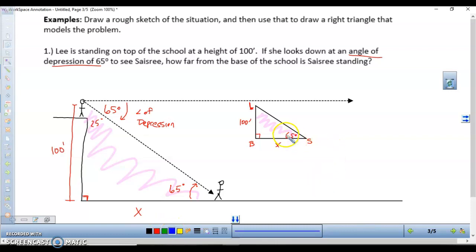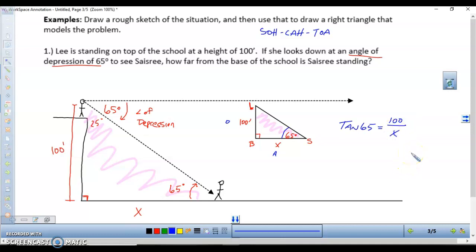So here's the trig part. Relative to this angle, the 100 is the opposite side length, and this x that I want to find is the adjacent leg. Remember, I do not know anything about the hypotenuse. It's irrelevant in this problem. So then I'm going to think about my little acronym of SOHCAHTOA. Which one of those uses A and O? Well, that's tangent, the TOA one. So I'm going to say the tangent of 65 degrees is equal to opposite over adjacent.